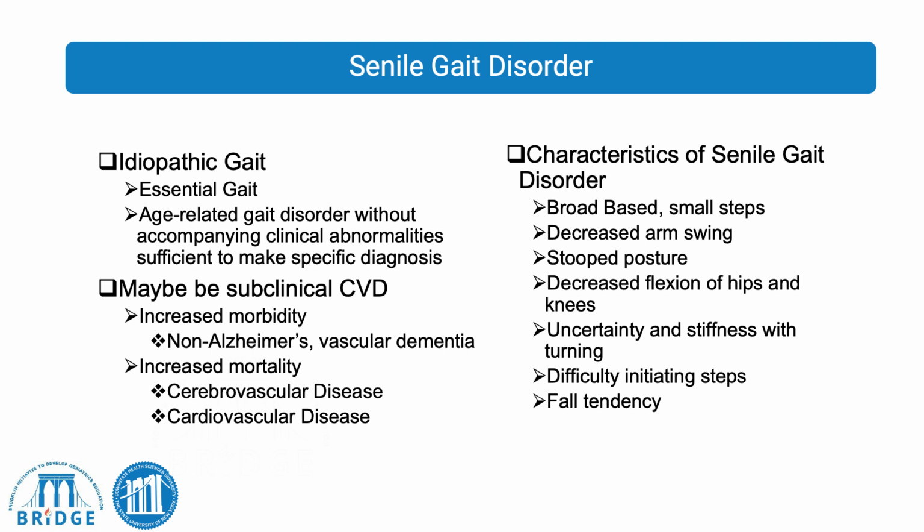It's characterized by a broad-based gait with small steps, decreased arm swing, stooped posture, decreased flexion of the hips and the knees, uncertainty and stiffness with turning, difficulty initiating steps, and a predisposition to falls.